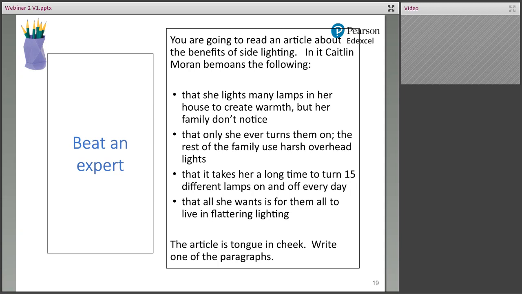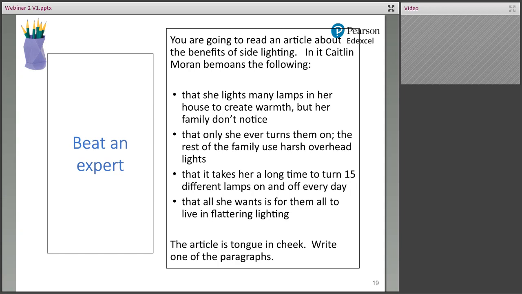Now, obviously, I've aimed this at high ability because I've used phrases like tongue-in-cheek and I've used the word bemoans. Obviously, you can do it for any level. I find it didn't work so well for the weaker ability. They just tended to copy the sentence out and add a few bits to it rather than really thinking about it in detail.